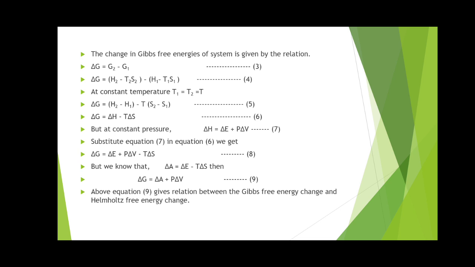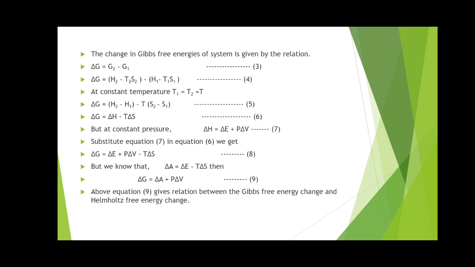At constant temperature, T1 is equal to T2 which is equal to T. At that time delta G is equal to H2 minus H1 minus T times S2 minus S1. Similarly, we will get delta G is equal to delta H minus T delta S, just like the Helmholtz free energy equation. At constant pressure, delta H is equal to delta E plus P delta V. This is a new equation that you have to remember.